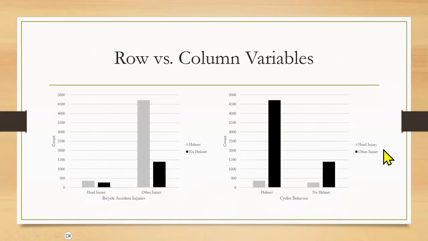Now, on this version of the graph, I switched the row and column variables. So now I have helmet being put on the x-axis, helmet versus no helmet, and head injury versus other injuries on the legend. So now we have cyclist behavior or cyclist safety choice on our x-axis. And what's easy to do in this version is to compare head injury to other injury, right? Because they're right next to one another on the graph. And you think to yourself, oh, wow, whether you have a helmet or you don't have a helmet, you have a lot more other injuries than you do head injuries.